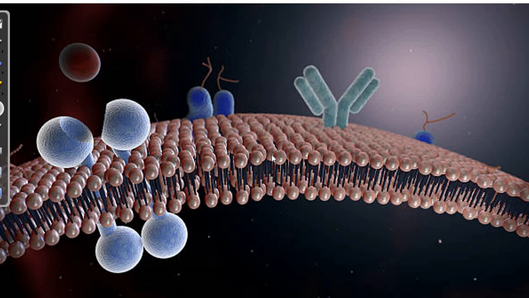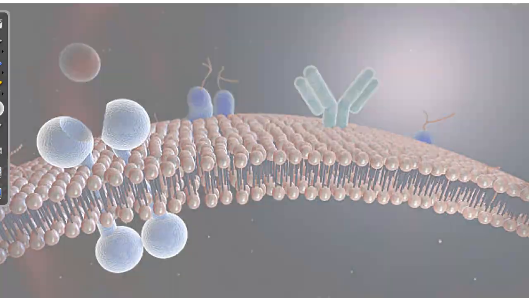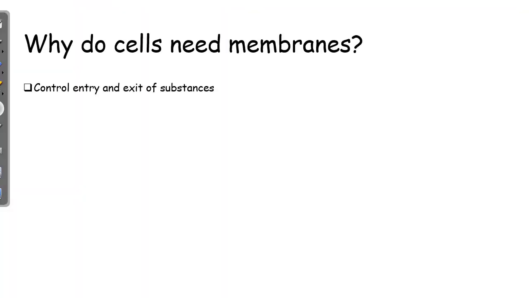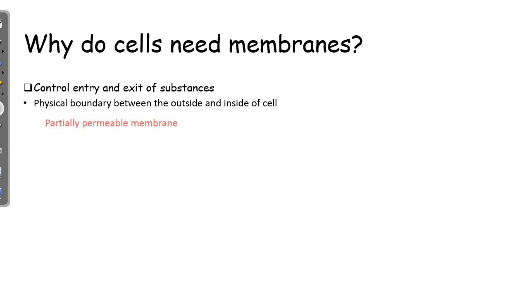So let's first start with all the functions of the cell membrane and also why we need the cell membrane. The first function of the cell membrane is that it controls the entry and exit of substances. It is the physical boundary between the outside and inside of the cell. It decides what goes in and out of the cell. Therefore, cell membranes are also known as partially permeable membranes.